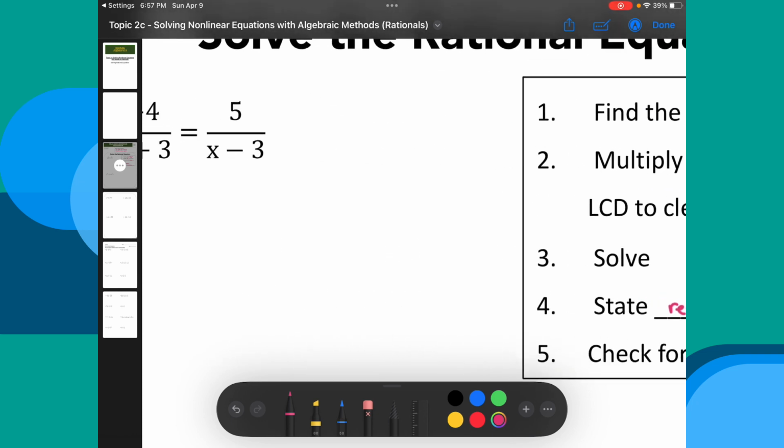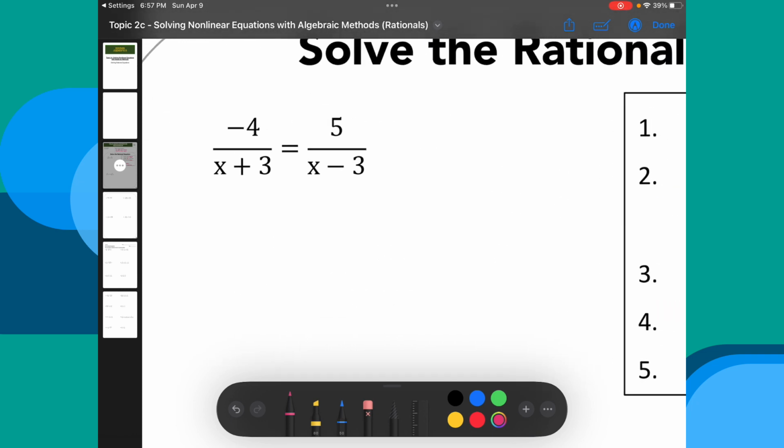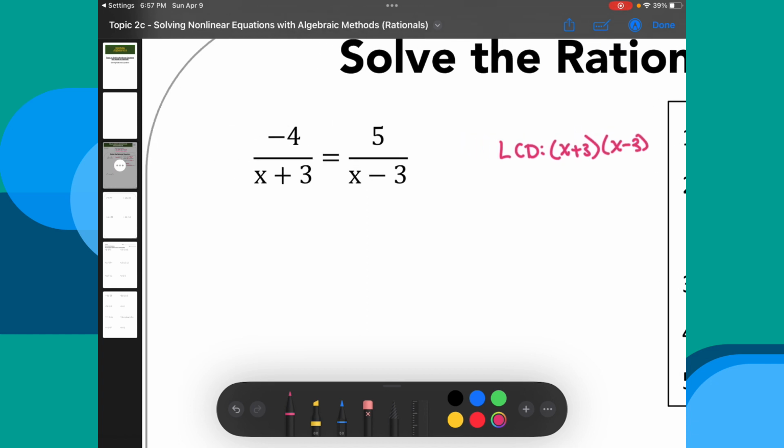So let's take a look at our first example. Here we have -4 divided by x plus 3. So that x plus 3 is going to be part of our LCD. And that's equal to 5 divided by x minus 3. So that x minus 3 is also going to be part of our LCD. So that's step number 1.